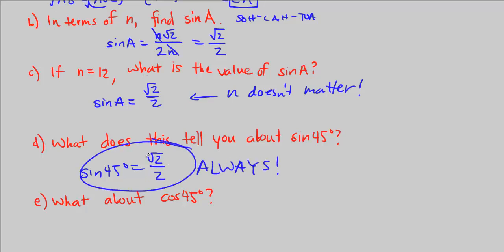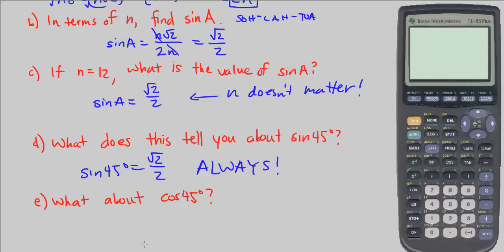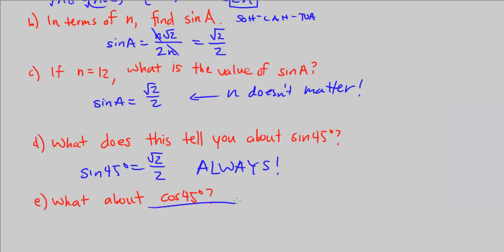Okay, always true. In fact, if you were to pull out your calculator, turn it on, change the mode to degrees, which it is in mine, and do sine of 45 degrees, you would get square root of 2 over 2. How do I know that is square root of 2 over 2? Well, I can go ahead and type in square root of 2 divided by 2, and voila, they're equivalent. Okay? What about cosine of 45 degrees?